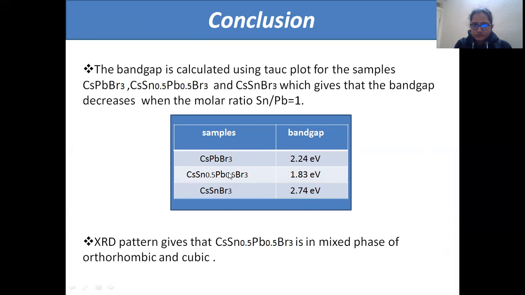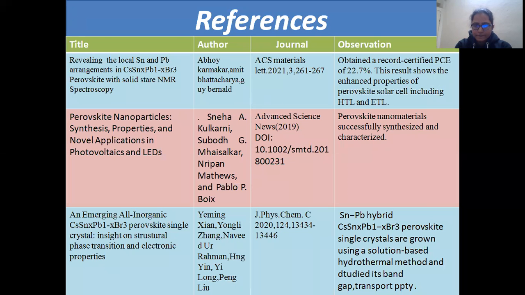Conclusion. I have calculated the band gap by using the Tauc theory, and I obtained the band gap of CsPbBr3 as 2.24 electron volt and CsSnBr3 as 2.74 electron volt. But when the concentrations of Sn and Pb are equal, a narrower band gap is obtained, that is 1.83 electron volt. The XRD pattern of CsSn1/2Pb1/2Br3 is in the mixed phase of orthorhombic and cubic. These are my references.